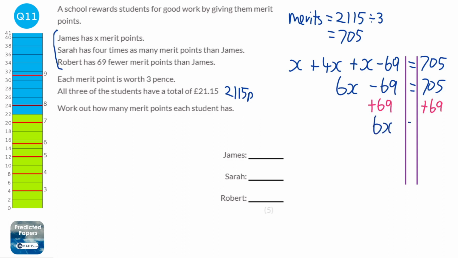So we've got 6x equals 774. Then we're going to divide both sides by 6. And so we've got x equals 129. So x equals 129. That means James has 129. Sarah has 4 times more, so she will have 516. And Robert has 69 fewer, so we're going to take 69 away from that, and that will equal 60.